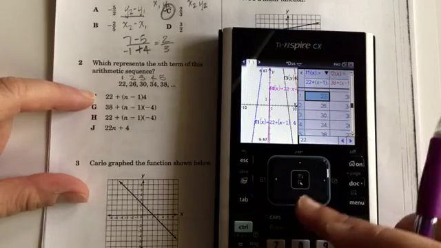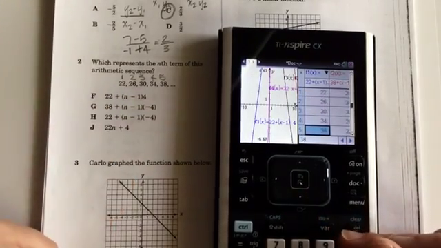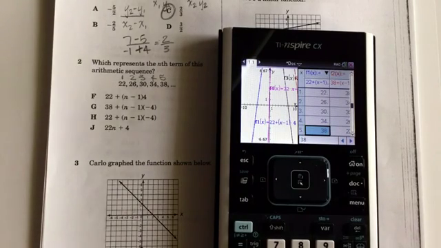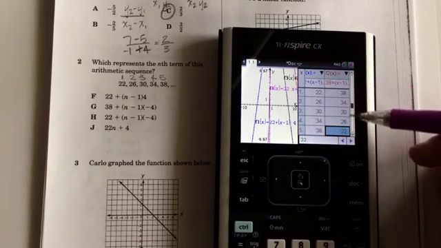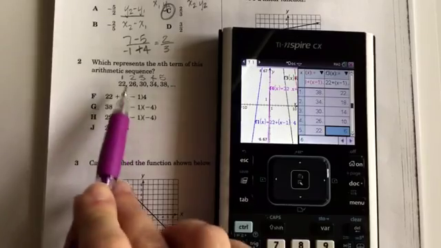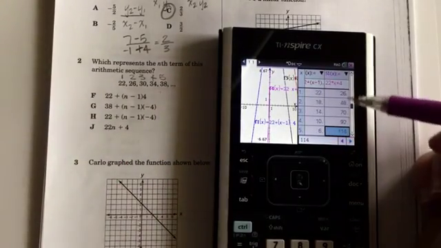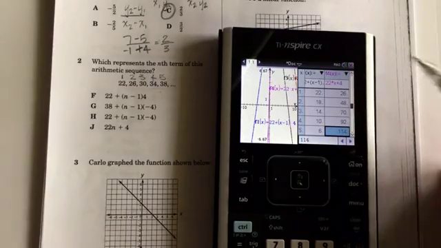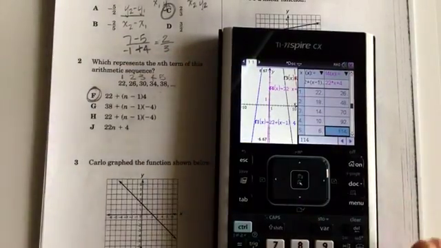F1. 22, we're good. 26, we're good. 30, 34, 38. This one looks like it's a match, so I'm going to go with that. If I look through the others, you're going to see 38, 34, 30. That doesn't match. 22, 18, 14. It's not matching my sequence here. And then the last one, 26, 48, 70. The only one that's giving me the right values is F. So that is my answer choice.